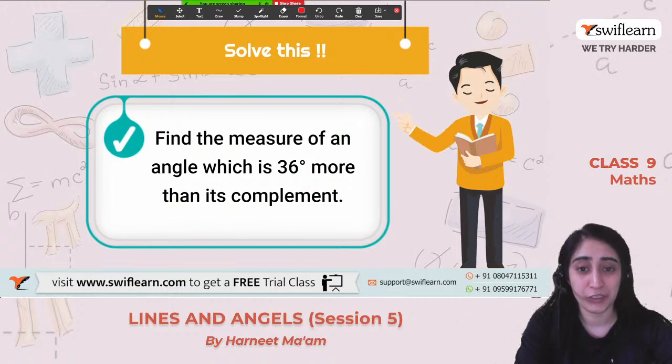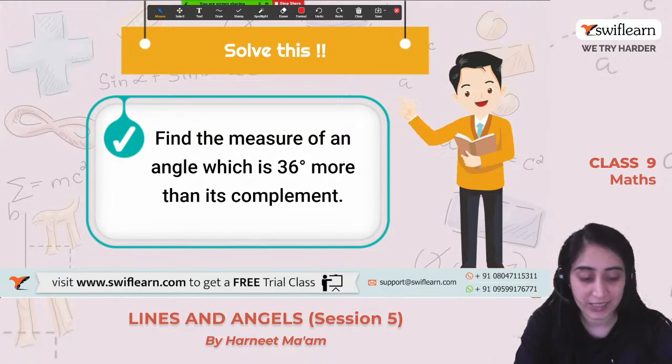Let's see who is able to solve the next question. Find the measure of an angle which is 36 degrees more than its complement. Let's move to the next question. It says, find the measure of an angle which is 36 degrees more than its complement. Let's see who's able to do it. Were you able to do it? Are you a bit closer? I hope so. Okay, so let's see how we begin.